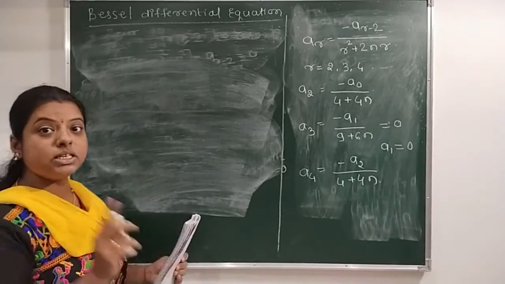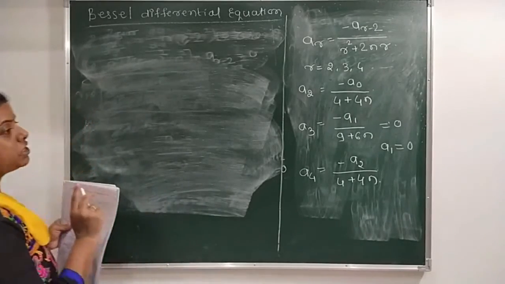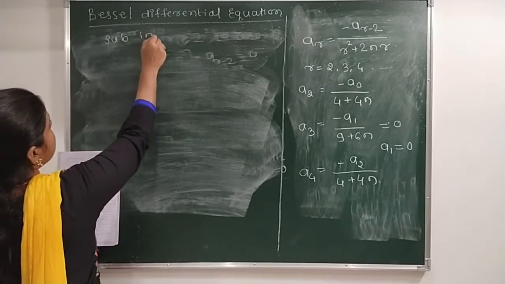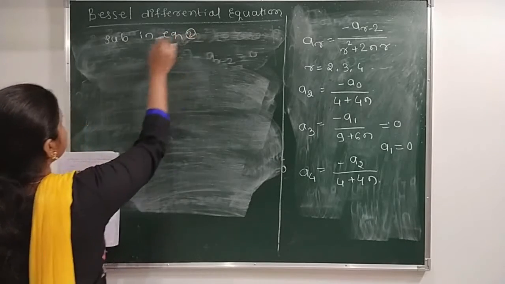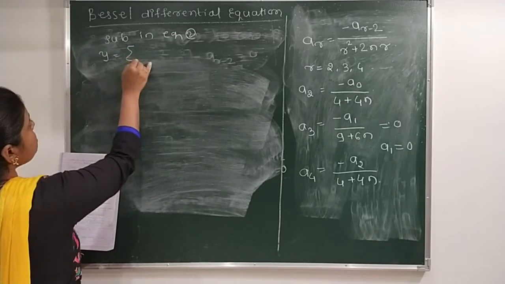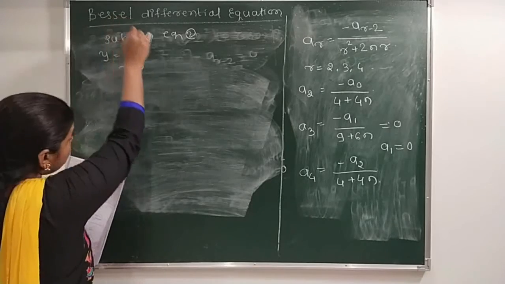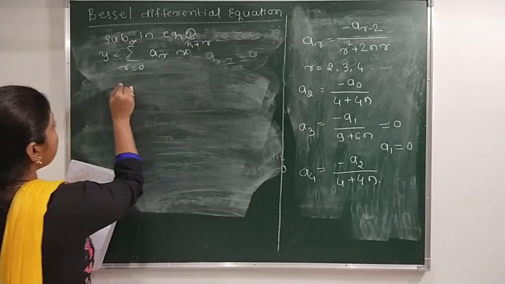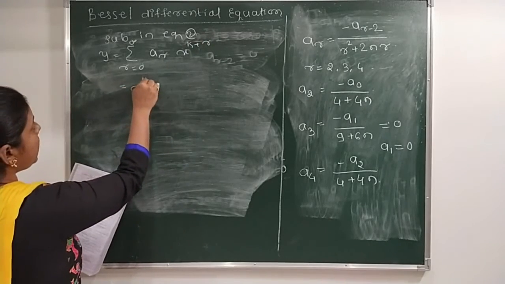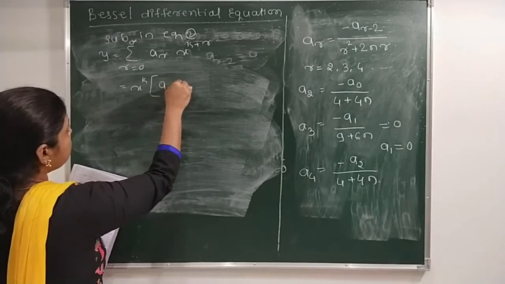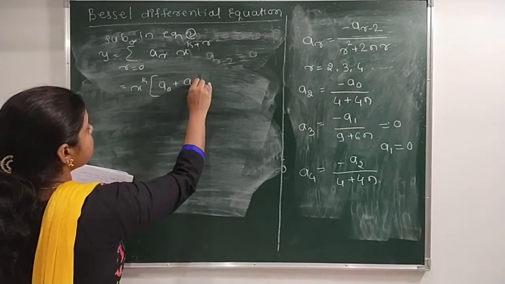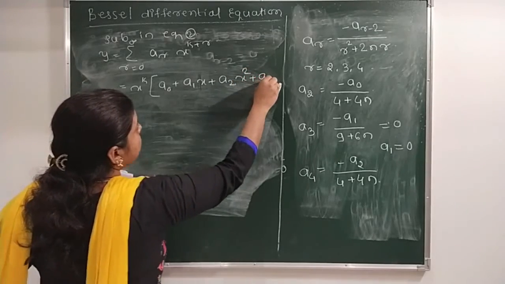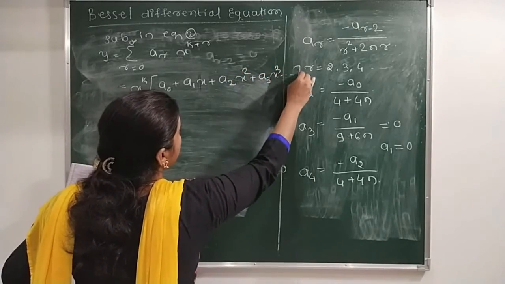Equation 2 is the solution of that Bessel differential equation. Now we have to substitute in equation 2. Equation 2 is y equal to summation of r equal to 0 to infinity a_r x raised to k plus r. If we expand this term, it becomes x raised to k times a0 plus a1 x plus a2 x square plus a3 x cube, and so on.